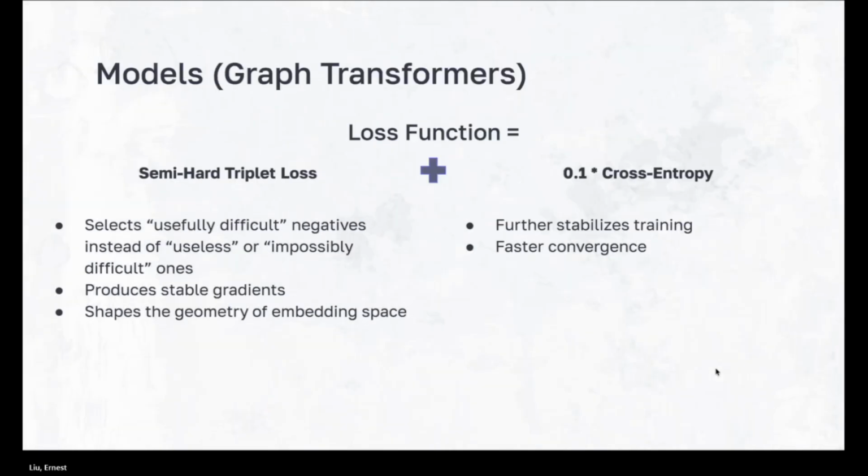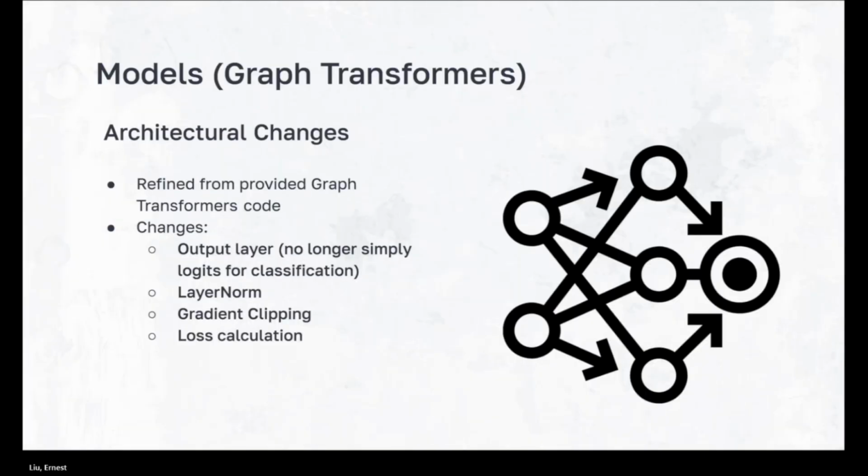And for the loss function, we use a combination of the semi-hard triplet loss and the cross entropy as well. The semi-hard triplet loss selects usefully difficult negatives instead of useless or impossibly difficult ones to stabilize gradients. And the cross entropy further stabilizes training and encourages faster convergence. And in terms of the architectural changes that we have made to our model, we've refined from the graph transformer code provided in this tutorial. The changes include the output layer no longer simply outputs the logits for classification, but also outputs the embeddings themselves. We have also added layer norm and gradient clipping to our model to stabilize training.